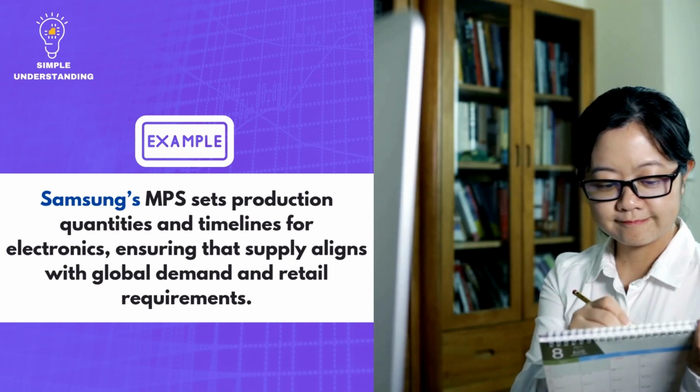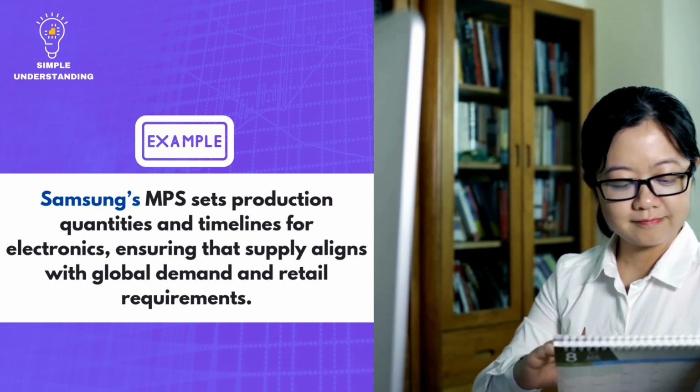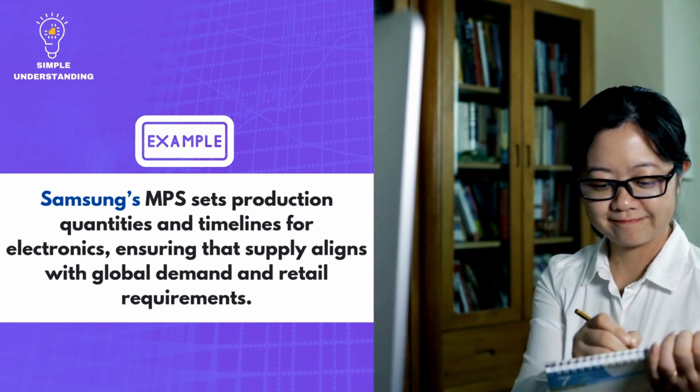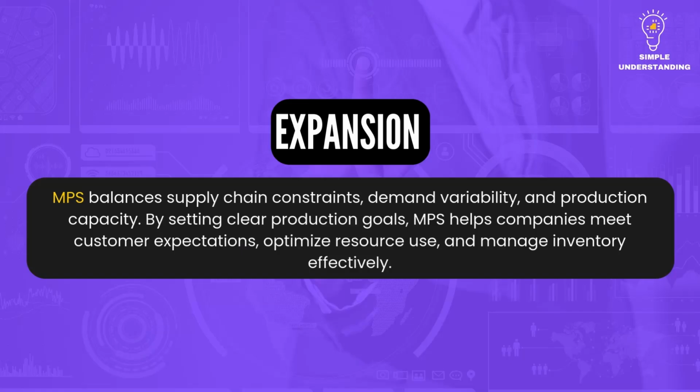Real company example. Samsung's MPS sets production quantities and timelines for electronics, ensuring that supply aligns with global demand and retail requirements. Expansion. MPS balances supply chain constraints, demand variability, and production capacity. By setting clear production goals, MPS helps companies meet customer expectations, optimize resource use, and manage inventory effectively.